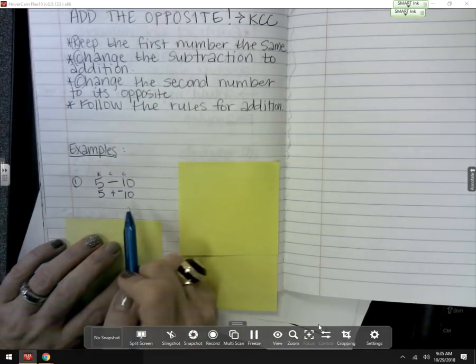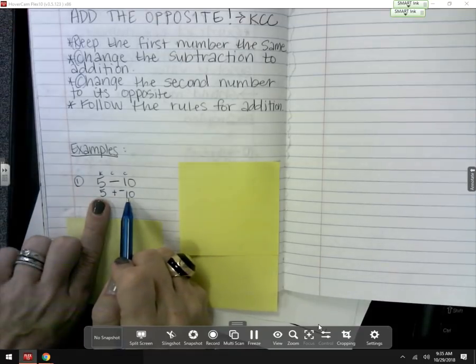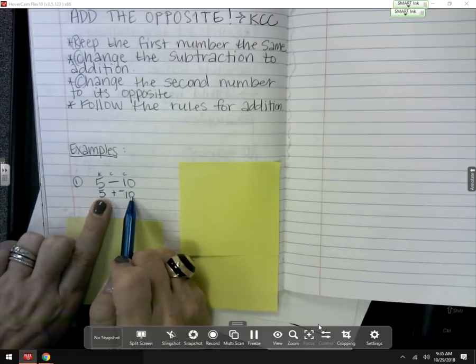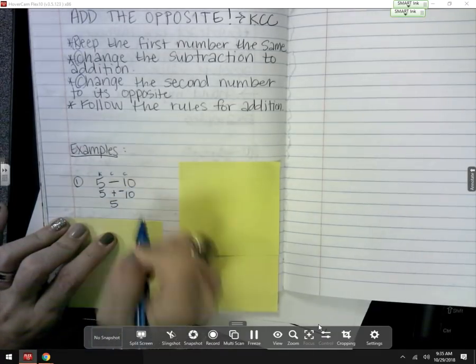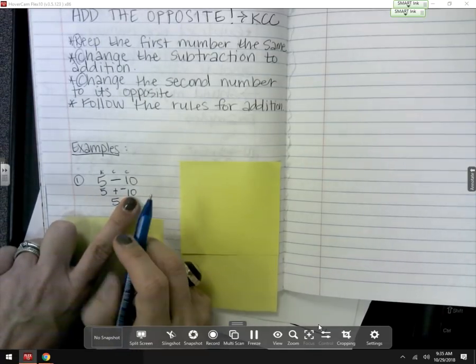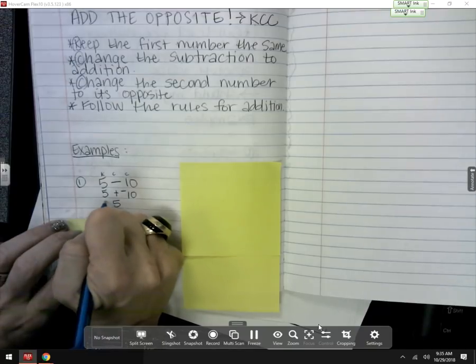Now I'm going to follow my rules for addition. I know if I have integers that have different signs, I'm going to subtract them. So 10 minus 5 is 5. And then I take the sign of the number with the greater absolute value. We know this has a greater absolute value, so my answer is going to be negative 5.